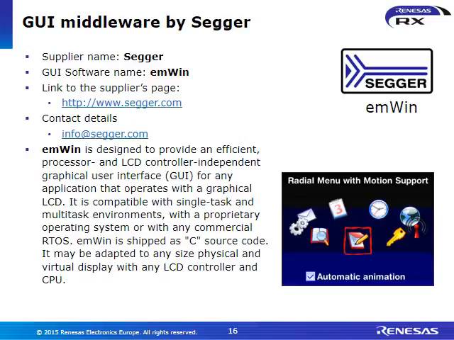So this one is the GUI middleware by Segger. The GUI software is called emWin. And emWin is a nicely formed, small-footprint GUI software. It is shipped as C source code, available for anybody to modify if they like. It's basically able to run in an operating system, an RTOS, but also can be handled by a single task environment.